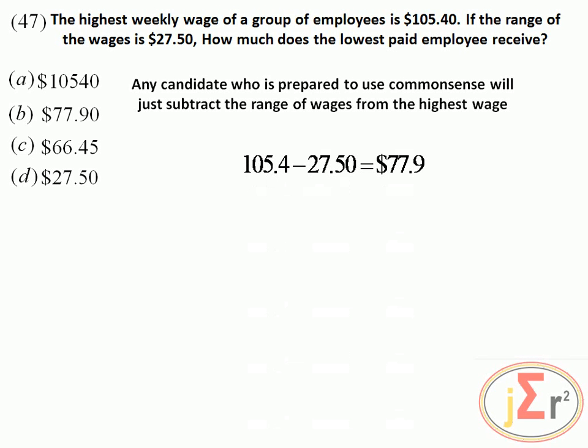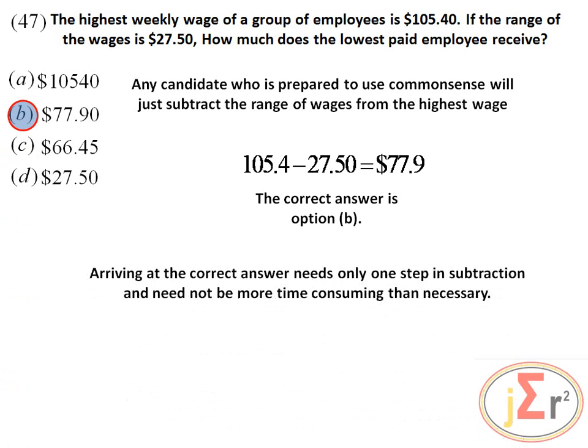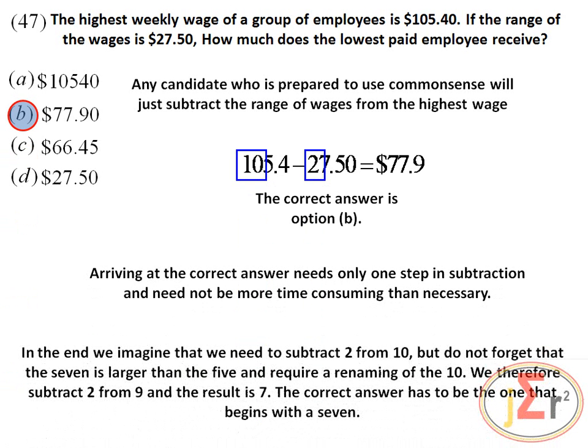So we have the highest wage and we subtract the range of wages. The result is the lowest wage. The correct answer is option B. Arriving at the correct answer needs only one step in subtraction and need not be more time consuming than necessary. Just one step of subtraction and we are done. So we are highlighting 10 and 2. In the end, we imagine that we need to subtract 2 from 10.